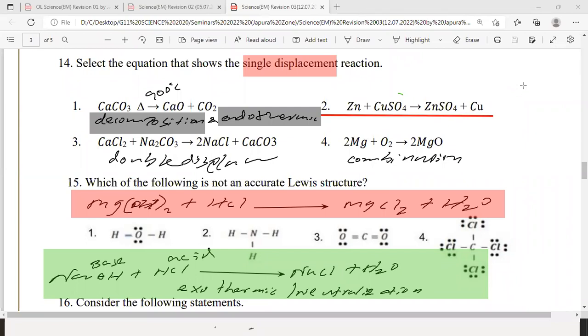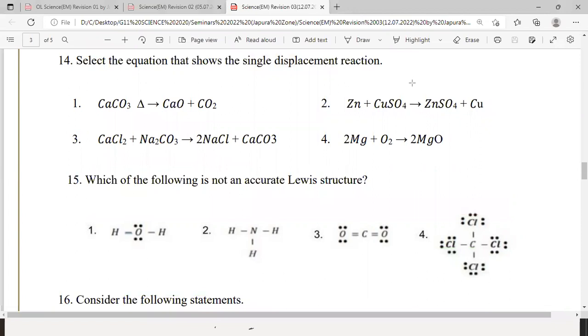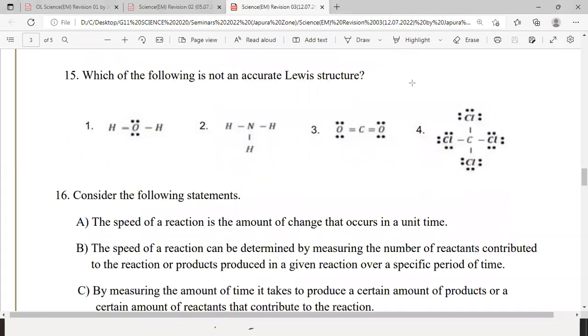Now question number 15. I'll erase the screen. You better copy down everything that you feel is important. Question number 15. This is also very important. This is from grade 10 chapter 10, Lewis structure. Which is not an accurate Lewis structure? Any volunteers who can give me the answer? 15th MCQ. What is the incorrect one?